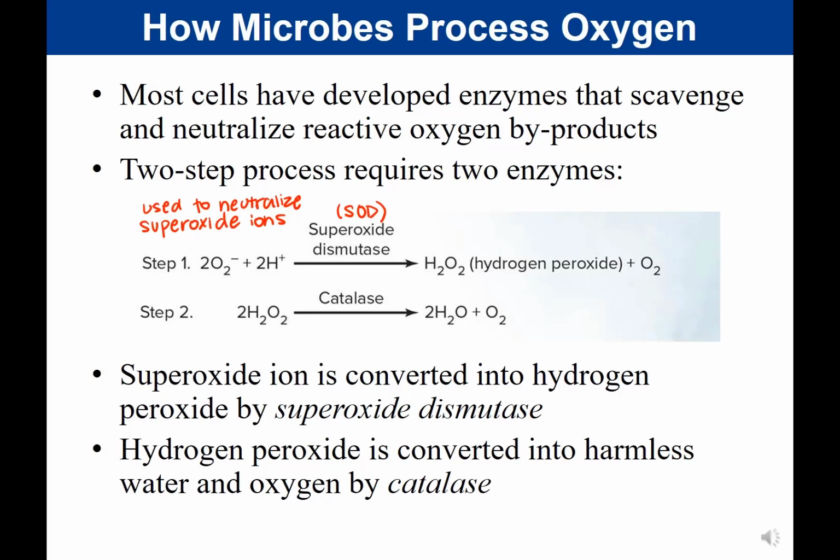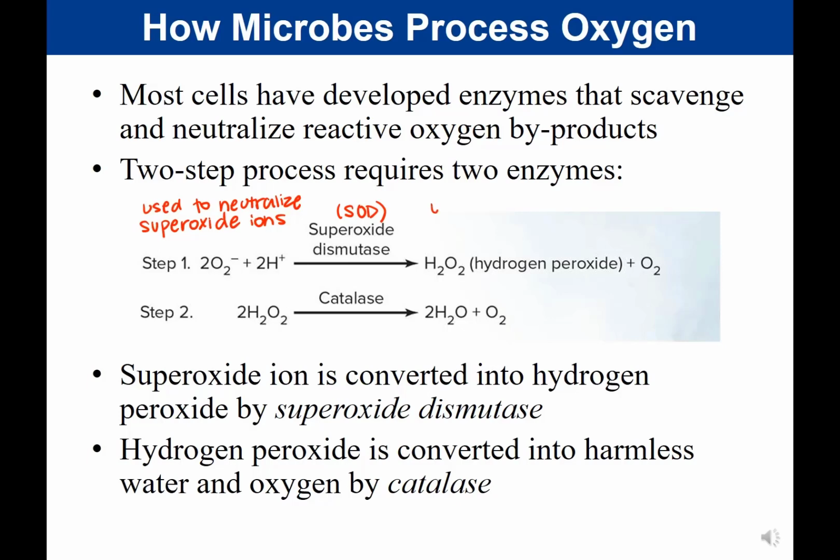And we have two products in this case. We have hydrogen peroxide and we have O2 gas. Now, remember I said that hydrogen peroxide is also unstable. So there's going to be a second enzyme needed to neutralize the hydrogen peroxide. But first, let's talk about what types of organisms would have SOD.